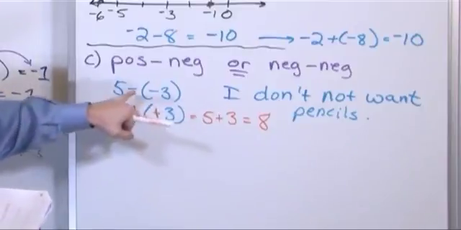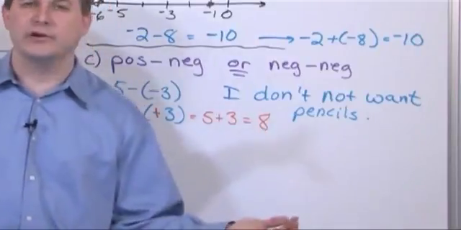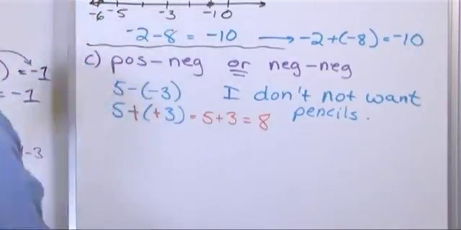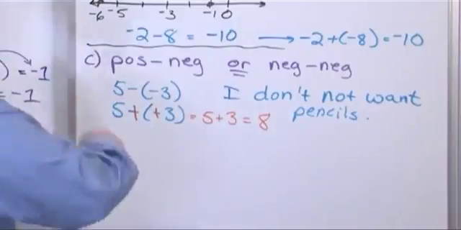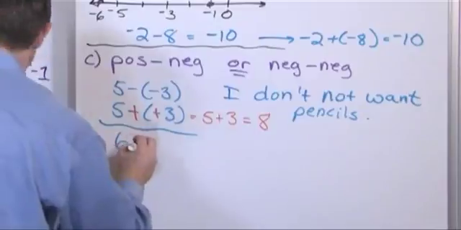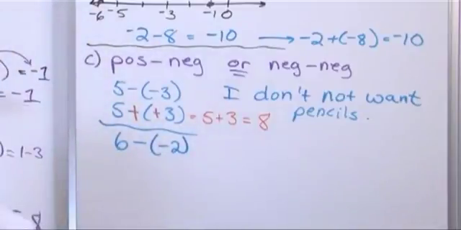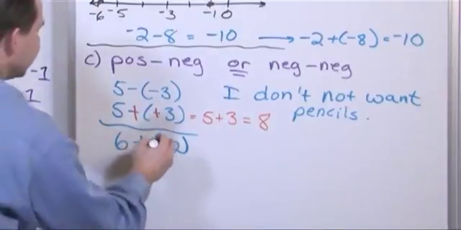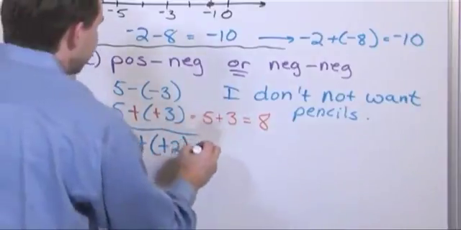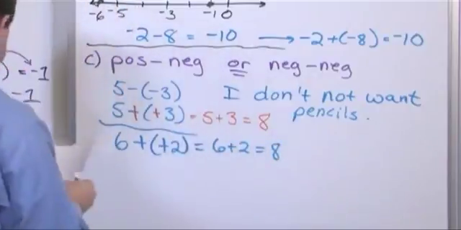So we put a plus here and a plus here. It just changes it into something very easy. 5 plus 3. You know how to do that. So let's go ahead and do a few more just to make sure you get it. If you have 6 minus a negative 2, anytime you subtract a negative number, you simply add the opposite. So that's going to be 6 plus 2, which is also 8.